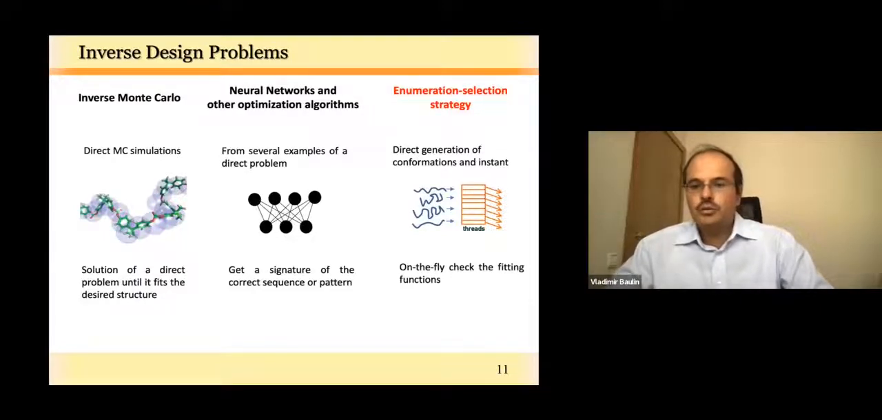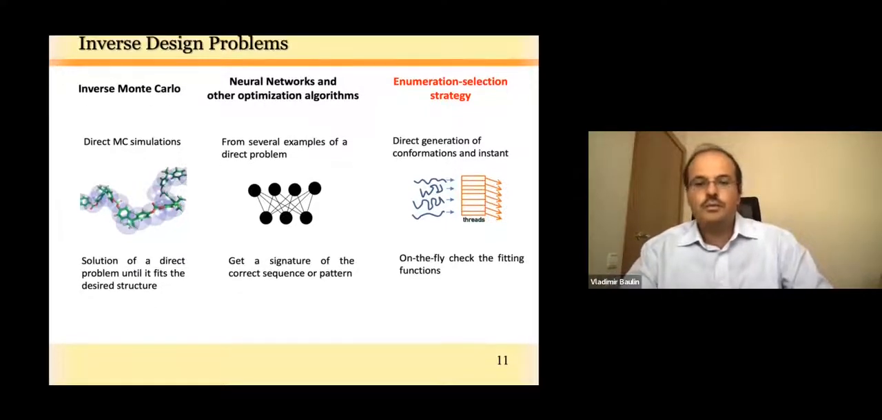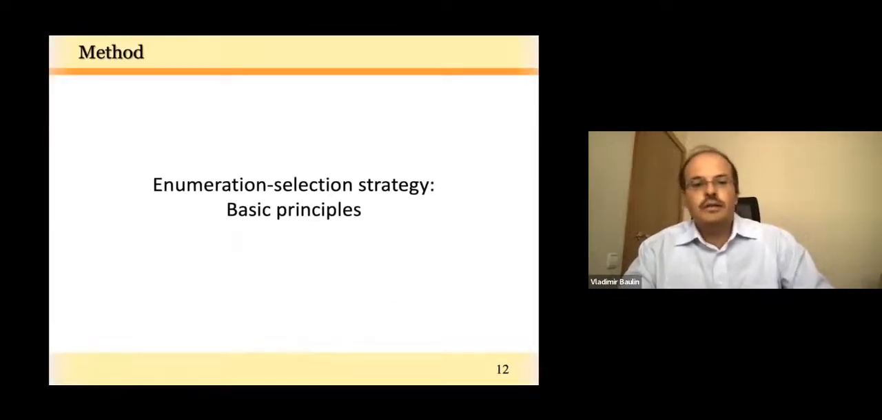Another method I will talk about is the enumeration-selection strategy. Here you directly generate conformations on graphical cards, checking the fitting function on the fly. This is where the speed-up comes from: you can do a virtual Monte Carlo simulation, the generation of the conformation, on a single thread, not a single GPU, but a single thread of the GPU. In modern computers, it can be thousands of threads, and each simulation can be decoupled with no communication. Of course, this comes with a certain price, and I will explain the basic principles of the method.